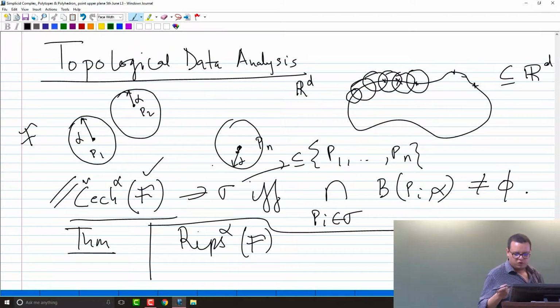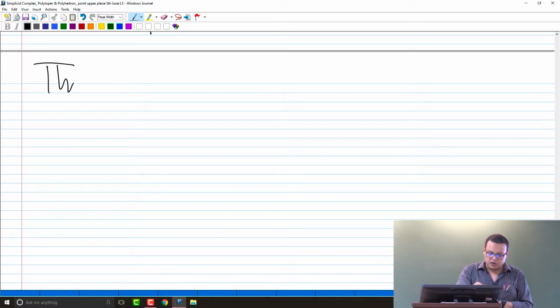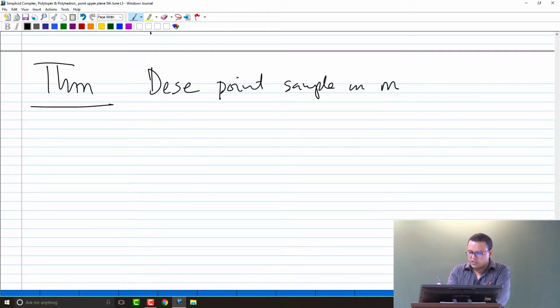So let me not prove it, it is not possible to prove here, but one really interesting theorem is this. Let us say I will be vague. Let us say you have a dense point sample on a manifold. Manifolds are generalizations of surfaces in higher dimension. Smooth manifolds, so nice manifolds you can say. So, let us forget about smooth, nice manifolds.